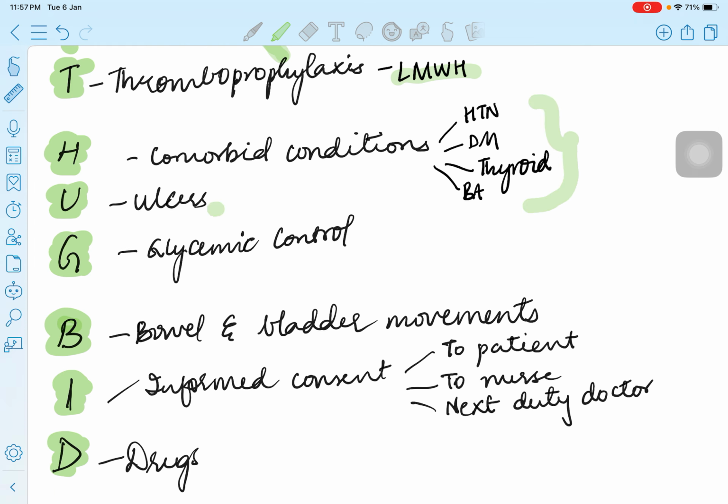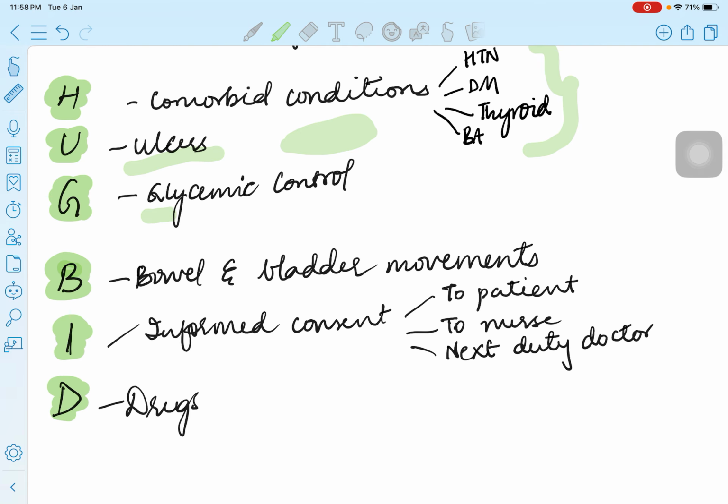And U, it's for ulcers. Ulceroprotective drugs are also started because we are giving many medications, and to prevent any mucosal damage, acidity and acid reflux, we give ulceroprotective drugs as well. PPIs we give mostly.